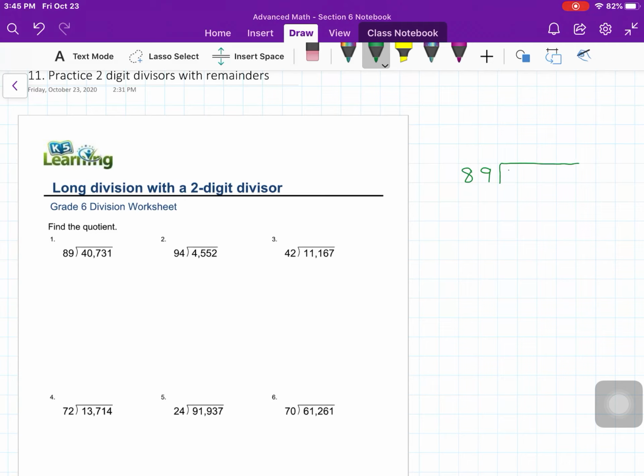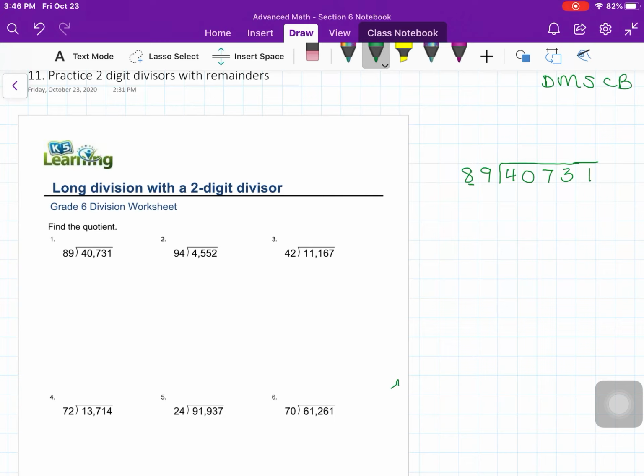In the dividend, we've got 40,731. Getting to be some large numbers. Okay, so again, off to the side. Same process we're going through every single time. First thing we ask ourselves, 89 into 407.